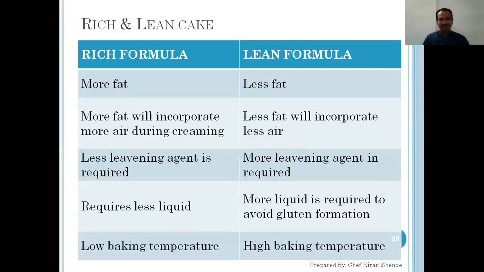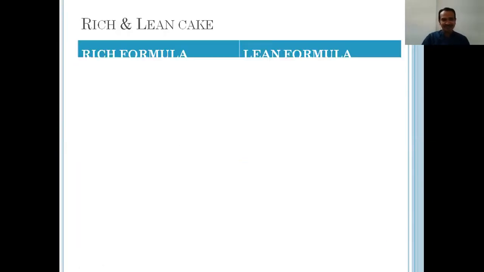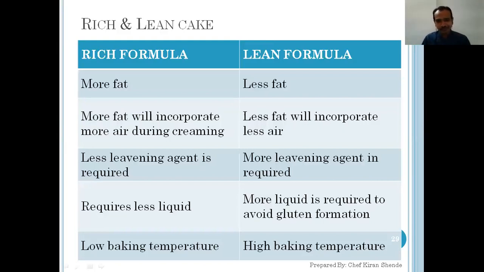Let us understand what is a rich cake and what is a lean cake. Rich cake basically has more fat, lean cake has less fat. Less fat will incorporate less air in lean cakes, more fat will incorporate more air in the rich cakes. Less leavening agent is required in the rich formula, whereas more leavening agent is required in a lean formula. More liquid is required to avoid gluten formation in a lean cake, whereas the requirement of liquid is less in the rich cake. Low baking temperature is required for a rich formula, and higher baking temperature is required for a leaner formula.